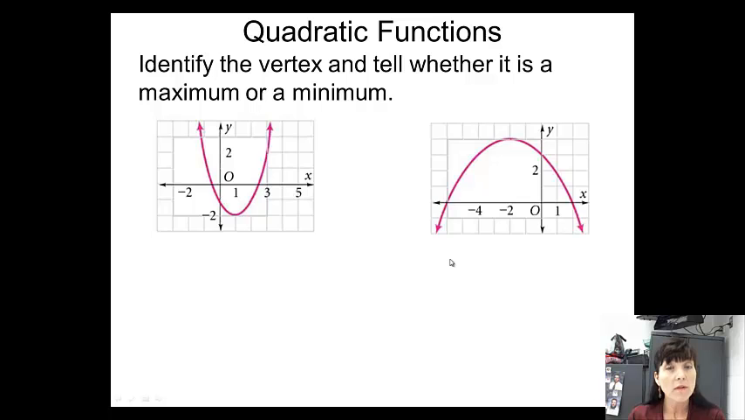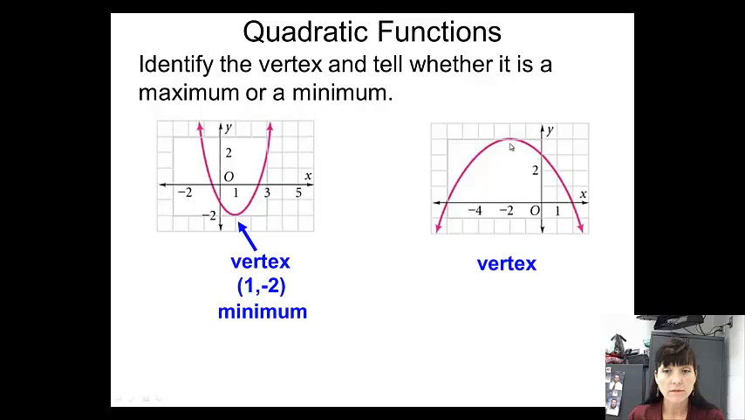Let's try these two. If you want to pause and figure out whether they're minimum or maximum, you can do that. This vertex is right here. The coordinate for it is 1, -2. And it is a minimum because it is at the bottom of the parabola and it opens upward. Figure out the coordinate of your vertex here. It is -2, 4. And then it is a maximum because it opens downward and it's at the top of your parabola.